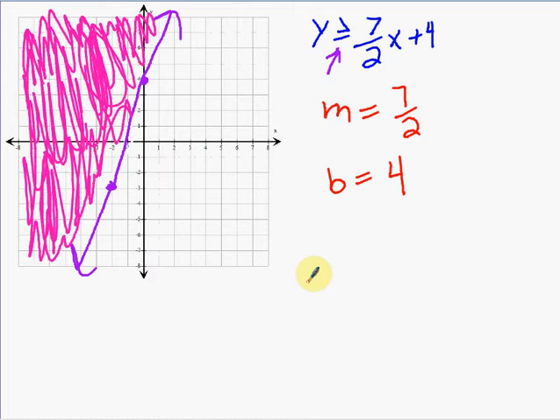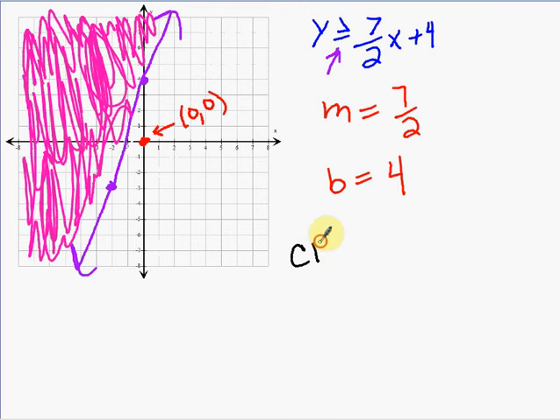Alright, now if above the line doesn't make sense to you, I can show you another way that enables you to figure out where you need to shade. And here's how I do it. I pick a point that's not actually on the line, and 0, 0, this point right here, is the one that I choose. Sometimes you can't because it's on the line, but I want to pick 0, 0.